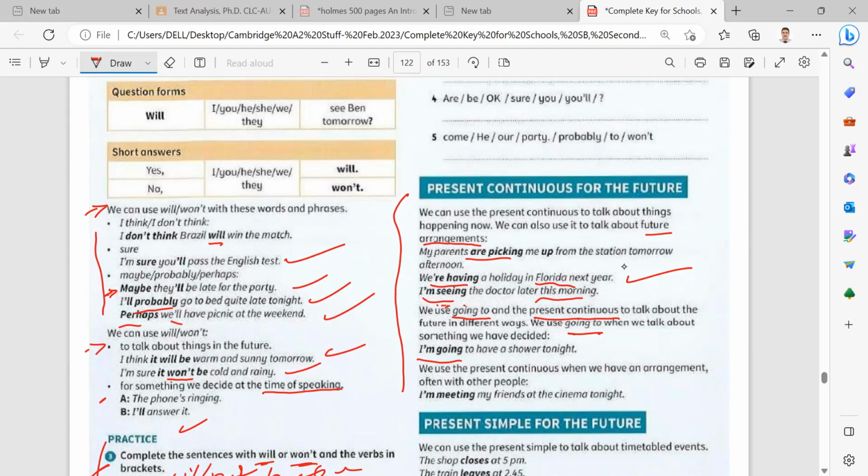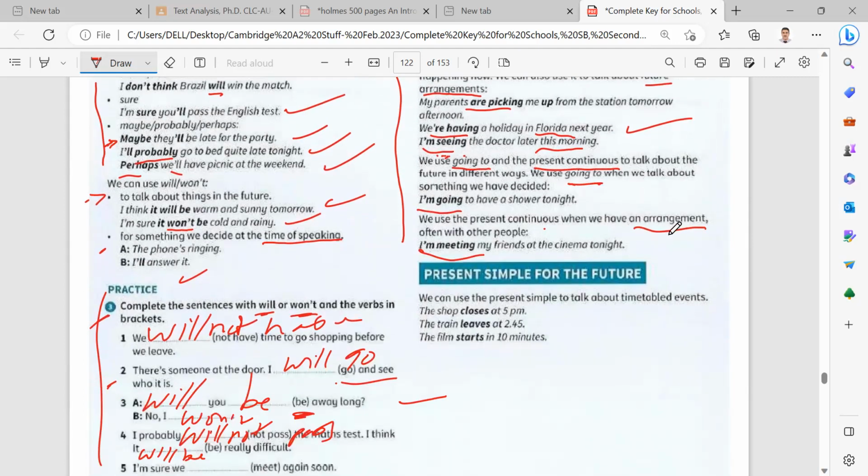Okay, we use the present continuous when we have an arrangement, often with other people. I am meeting my friends, and so on. Is it clear, Sarah? Yes.